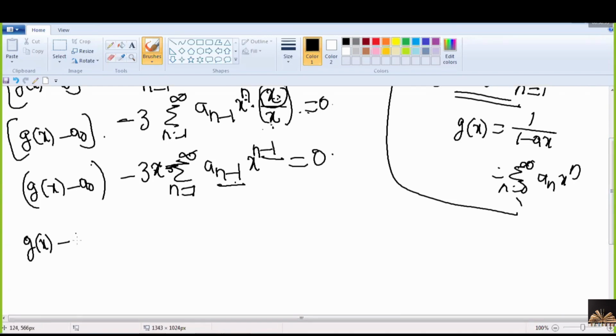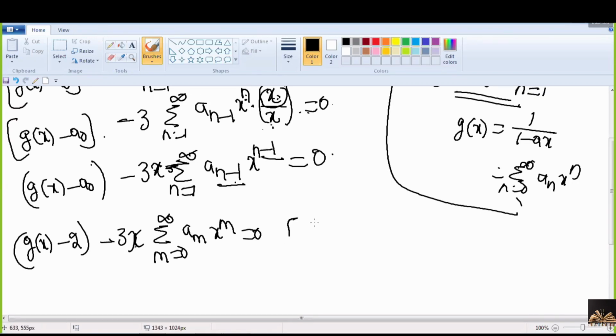A0 value is given as 2. So I can write it as g of x minus 2 minus 3x into summation of m equal to 0 to infinity am into x power m equal to 0. I'll just consider m equal to n minus 1. If you consider this n minus 1 as m, it is m equal to 0. So when you put n equal to 1 here, the lower value of m becomes 1 minus 1, which is 0. When you put infinity, anyway the upper value will be infinity only, right?